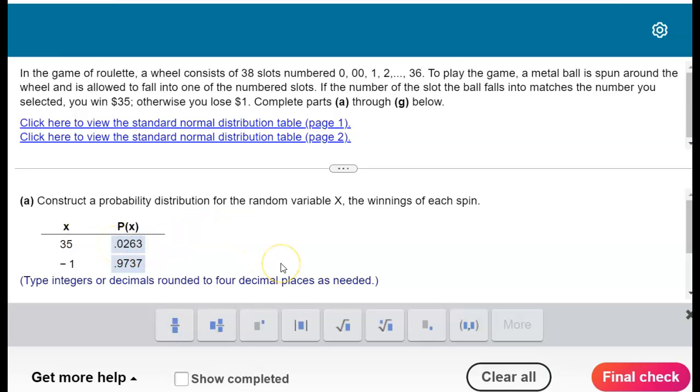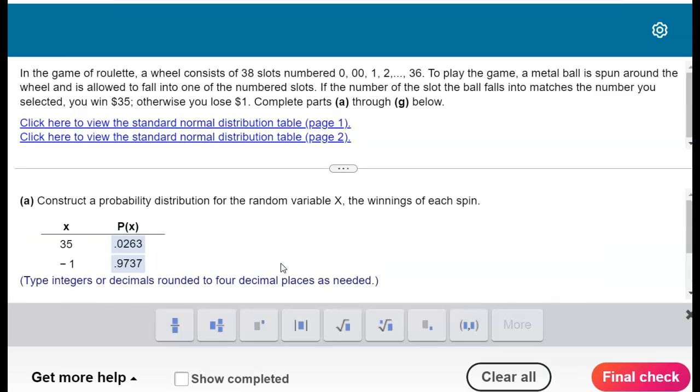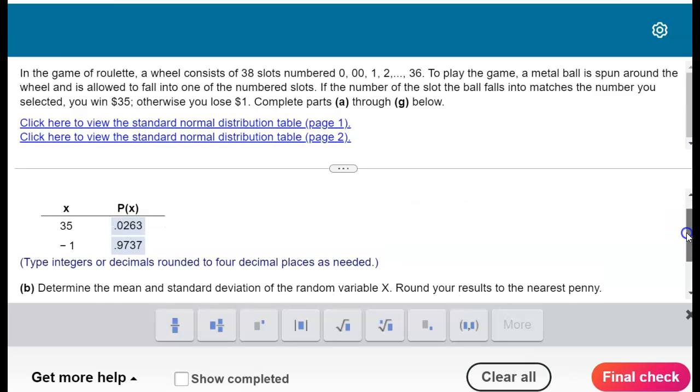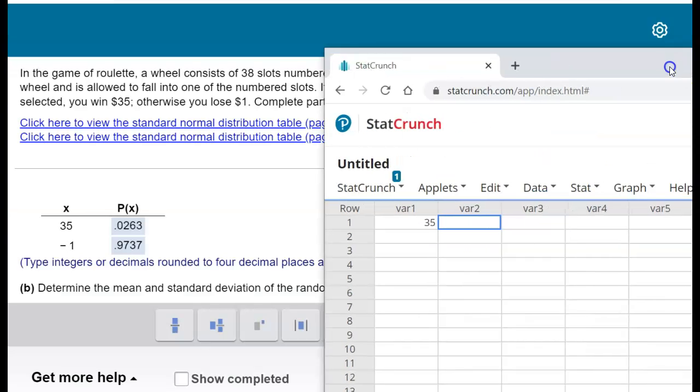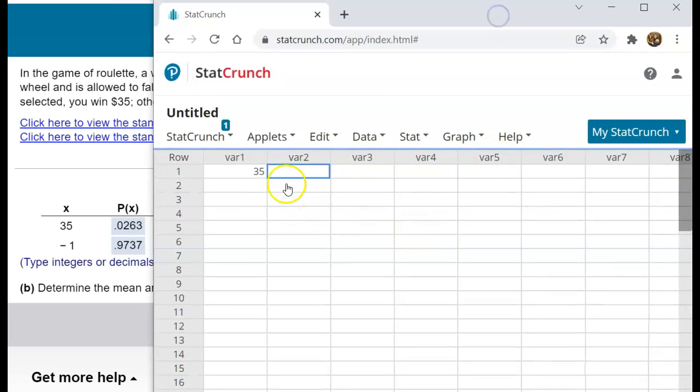What you're going to do to get to the next part, which asks for the mean and the standard deviation, is this is actually incorrect on the screen here. I think you're going to go in and use StatCrunch. So you open up StatCrunch, which I have opened already, and you're going to actually type in your probability distribution.